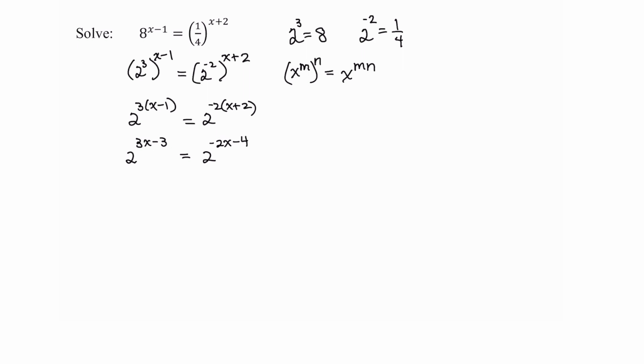Now exponentials are 1 to 1, so that means if we have equality and the bases are equal, the exponents have to be equal. So this 3x minus 3 has to equal negative 2x minus 4. Solving for x, we'll add 2x to both sides, so 5x minus 3 is equal to negative 4. Add 3 to both sides, 5x is equal to negative 1, and then divide both sides by 5, we get x is equal to negative 1/5.